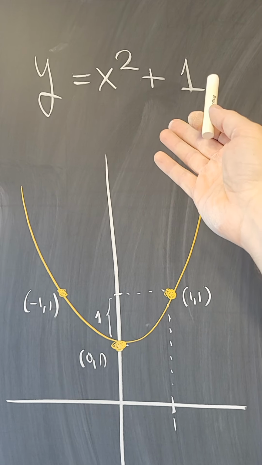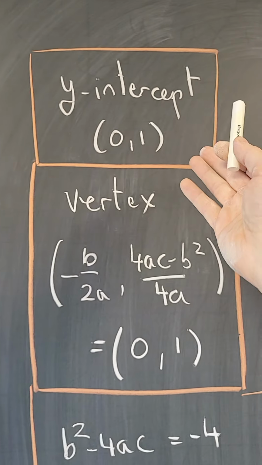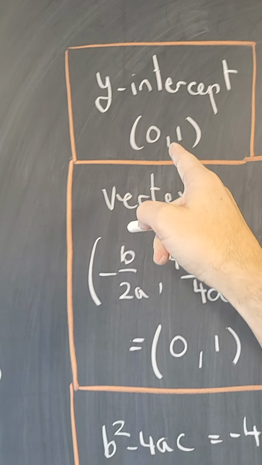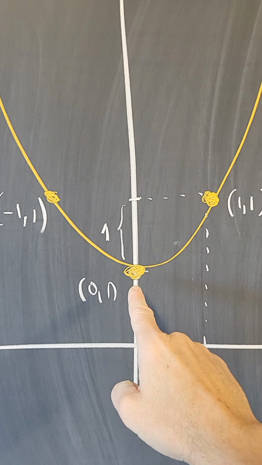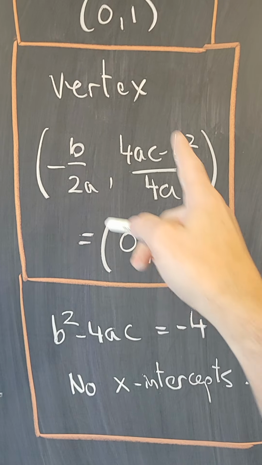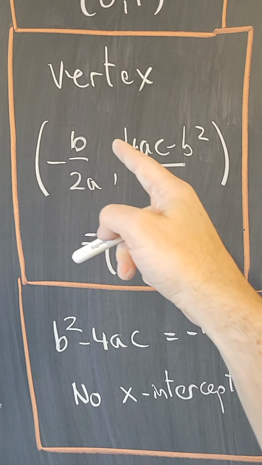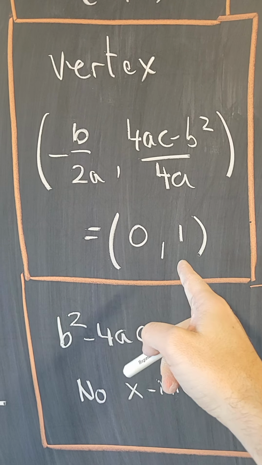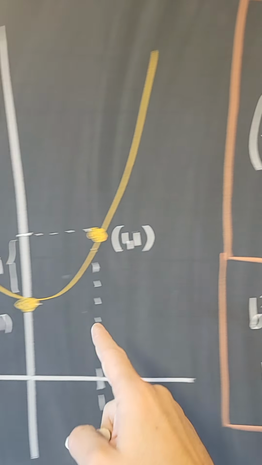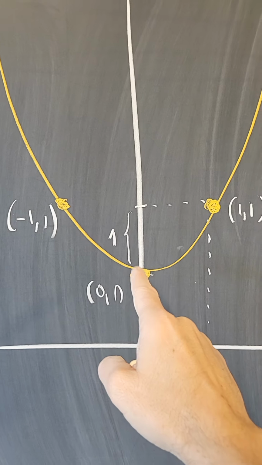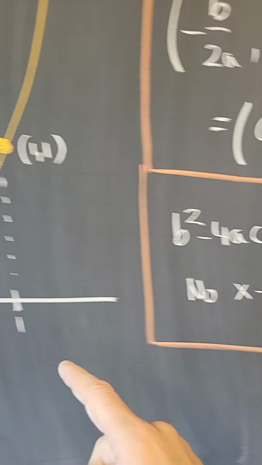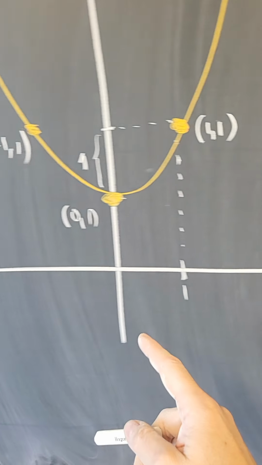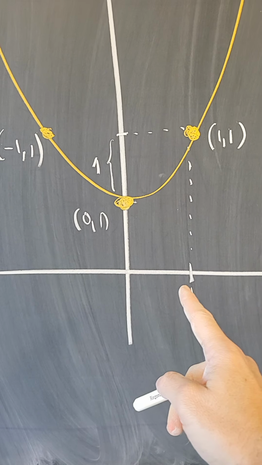So, for example, for this parabola, the y-intercept will be at (0, 1), so at that point, which is this point over here. The vertex is given by this formula where b is 0, a is 1, and c is 1. So I get (0, 1) when I plug in. So the vertex is happening here where the y-intercept is. The discriminant is minus 4, is negative, so there is no x-intercept. So the parabola will not cross the x-axis.